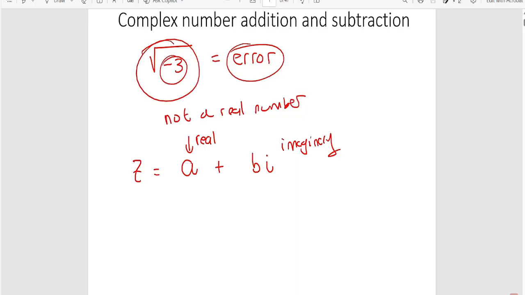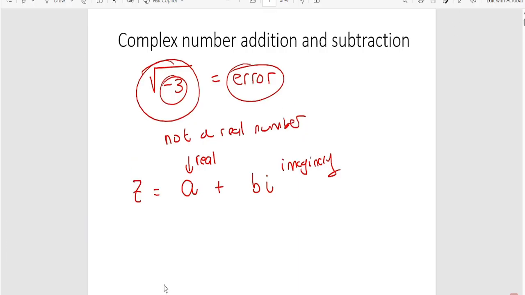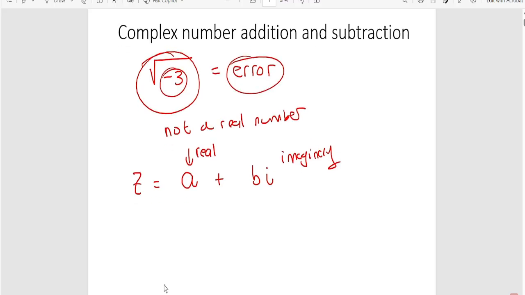Hello everyone. So today in this video we are going to see complex number addition, subtraction, multiplication, division and everything. So first let's understand what are complex numbers.